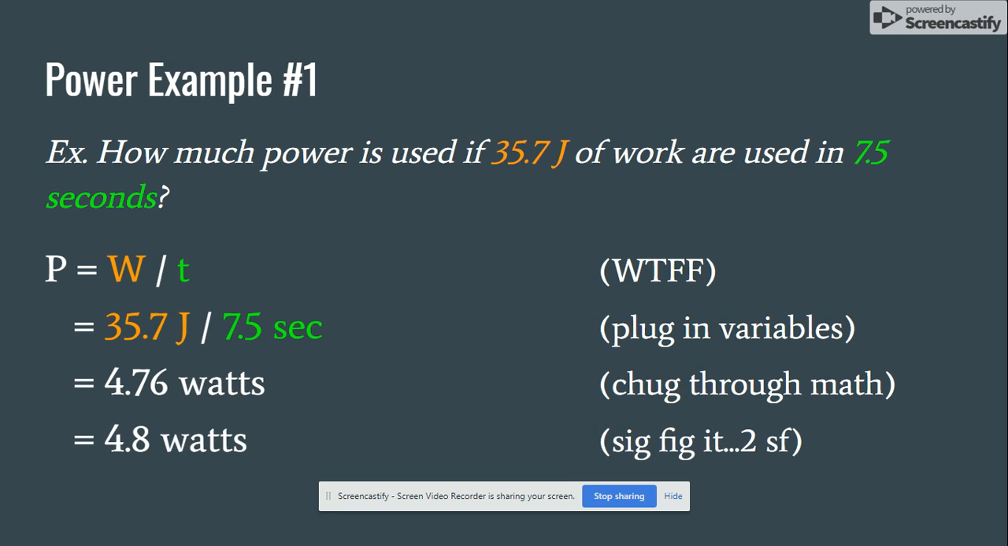4.76 watts. However, look carefully, there are only two sig figs right here. And so your answer can only have two sig figs. That's your least precise measurement. 4.8 watts of power are used if 35.7 joules of work are used in 7.5 seconds. 4.8 watts. If you need to pause the video to write that all down, that is totally fine. If not, I'm going to move forward.